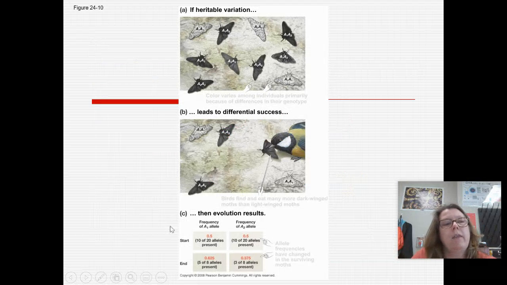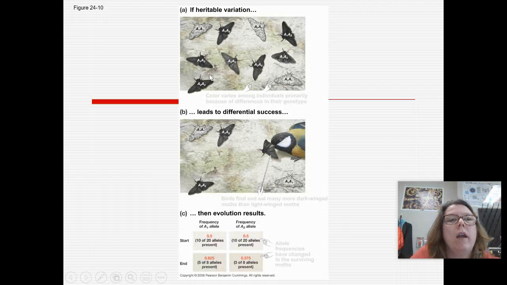So again, this is just an example. At the start, this is the melanism in moths, right? At the beginning, you had two alleles, right? You had individuals, if they had the A2 allele, they were dark colored, the A1 allele was light colored, and the dark colored variation was dominant, right? So initially, your frequencies were 50%, 50%, right?